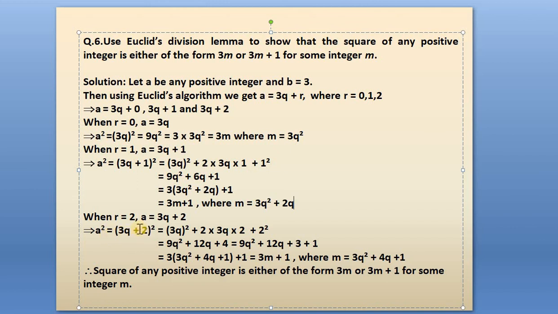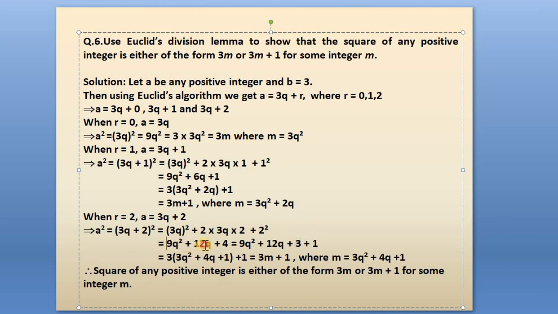Then a square is 3q plus 2 whole square, which is 9q square plus 12q plus 4. That's equal to 9q square plus 12q plus 3 plus 1. Now, why have we written it like this? See here, a square, that is 3q whole square, that is 9q square. 2ab, 2 into 3q into 2, 2 into 3, 6 into 2, 12q, plus b square, 4.